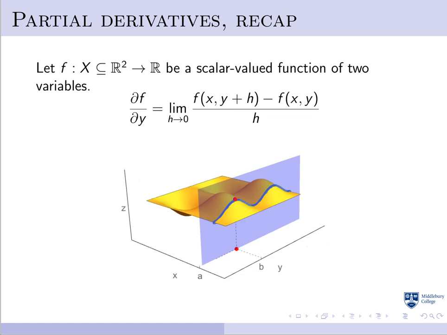Similarly, we had the definition of the partial derivative with respect to y. Here we fixed x, kept x constant, and intersected our graph with now another vertical plane parallel to the z-axis. Again, the partial derivative with respect to y determined the slope of the curve at a point on the graph.